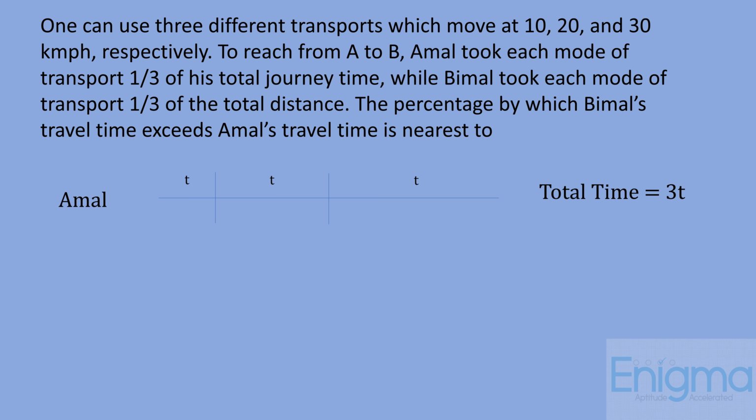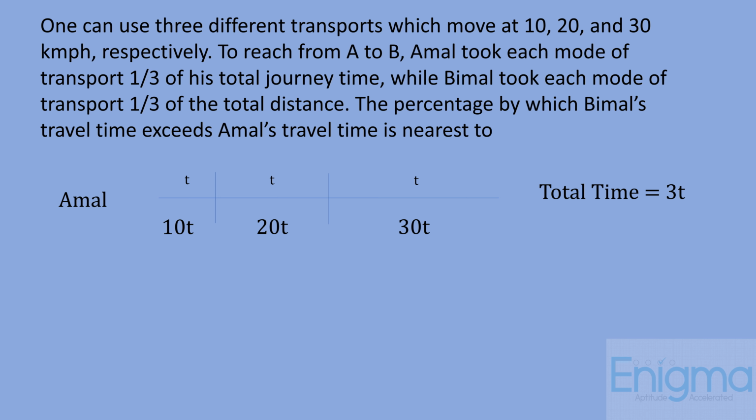Now let's focus only on Amal. Everyone knows the general formula for distance is speed multiplied by time. We have time t for each of the modes. Now speeds differ. So the distance covered by Amal in the first part of his journey will be 10t. In the second part it would be 20t and in the third part it would be 30t because the speeds given are 10, 20 and 30 kilometers per hour respectively.